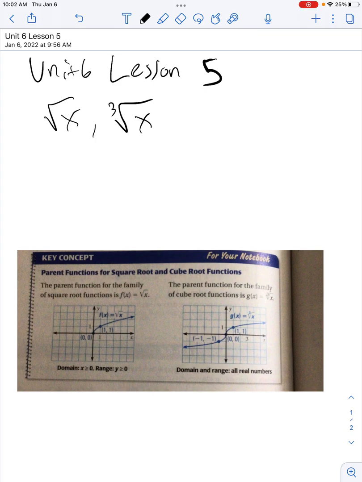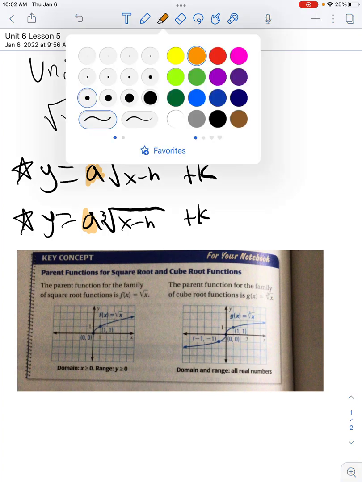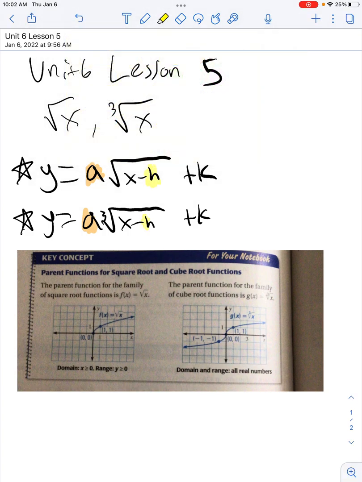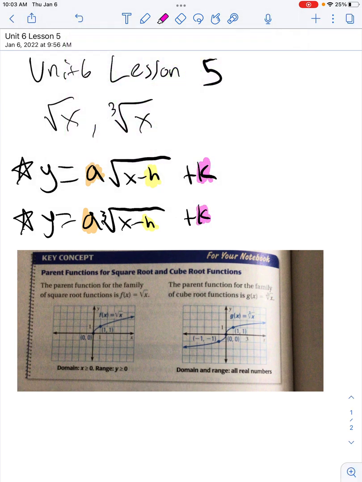So our base functions, that we're always going to compare things to, are y equals a square root of x minus h plus k, and y equals a cube root, so we've got the 3 there, of x minus h plus k. So again, the important parts, you've got your a, you've got the minus h, and then you have the plus k on the bottom. So those are going to be the differences.